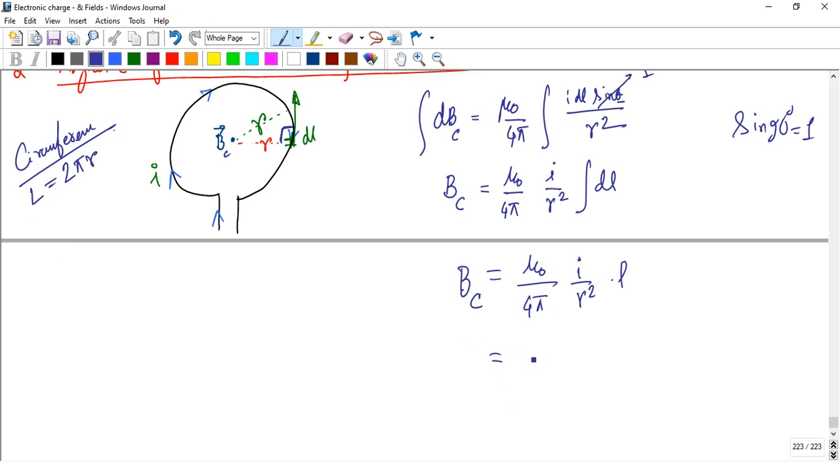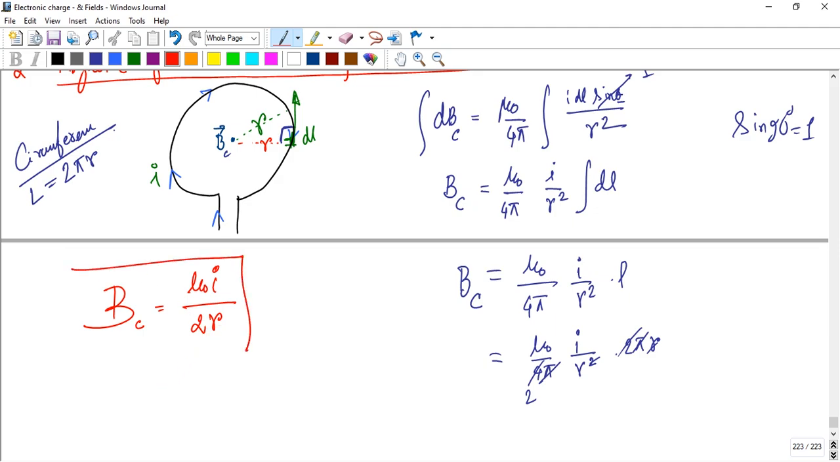So that is equal to mu 0 upon 4 pi, I by r square, times 2 pi r. So 2 and 4 cancel, pi cancels, one r cancels. So the final expression for the magnetic field at the center of the circular conductor, if C represents the center, is mu 0 I by 2 r. That's the final expression. Okay.